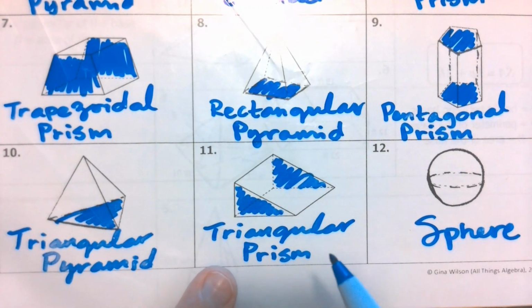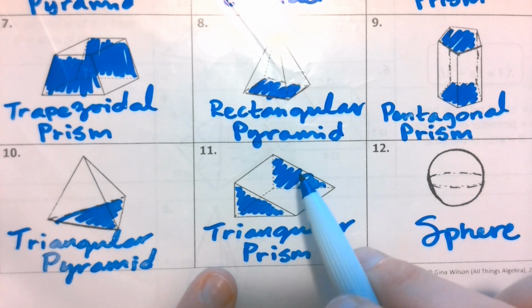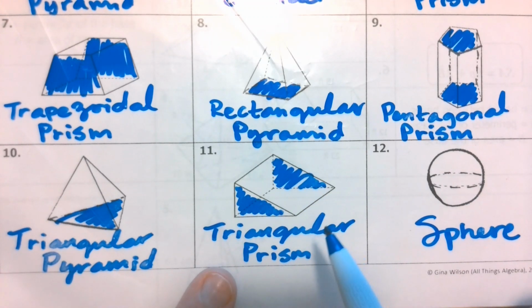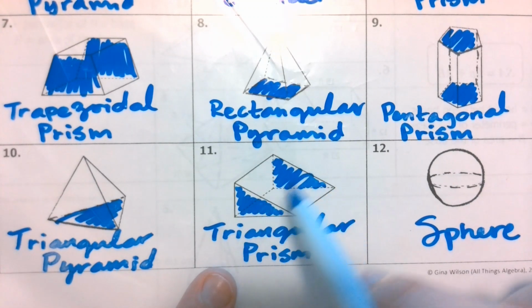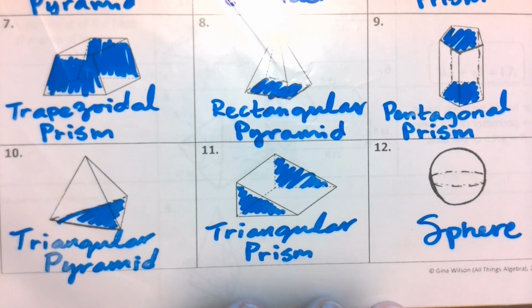Again, be careful that you're choosing the bases not just because they're the bottom face, but because they're congruent to each other, they're parallel to each other, and these two are the only faces here that are not rectangles. So triangular prism, and then our sphere.